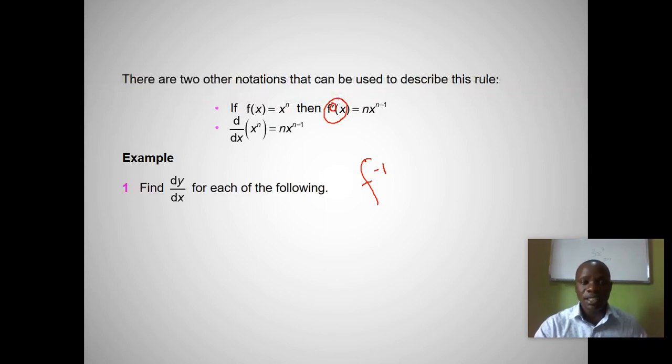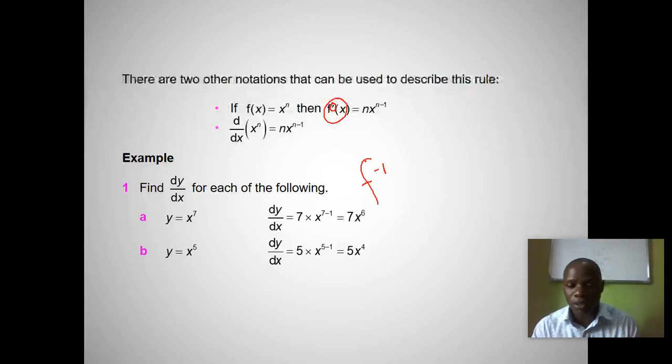That is just notation. So finding dy dx of this one, the answer would be: 7 will drop down, so it will be 7x. Then the 7 on top will lose 1, so it will be 7x to the power of 6. So the answer will look like this, 7x to the power of 6. When you have x to the power of 5, 5 will drop down, but again the 5 on top will lose a 1, so it will be 5x to the power of 4. This is just how we differentiate.